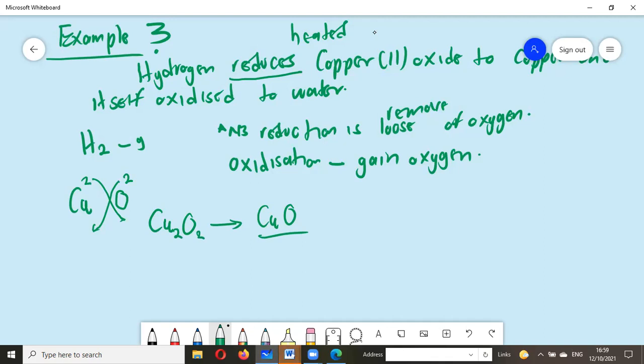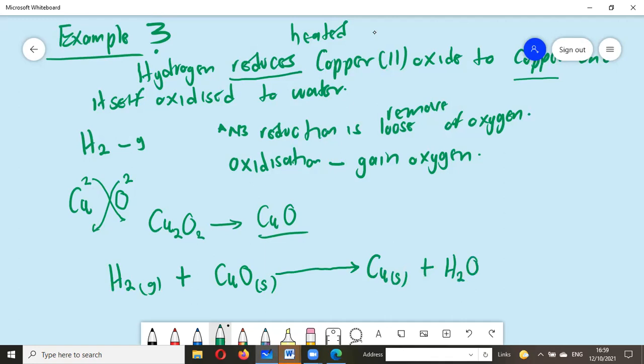So step 1, reactants. What are the reactants I have? I have hydrogen gas, that's the state symbol, plus copper(II) oxide, which is a solid. So now this arrow must be there to show what we're forming. Now what are we forming? They said it forms copper. So copper is just Cu. Copper is a solid. Plus now water, which is H2O.